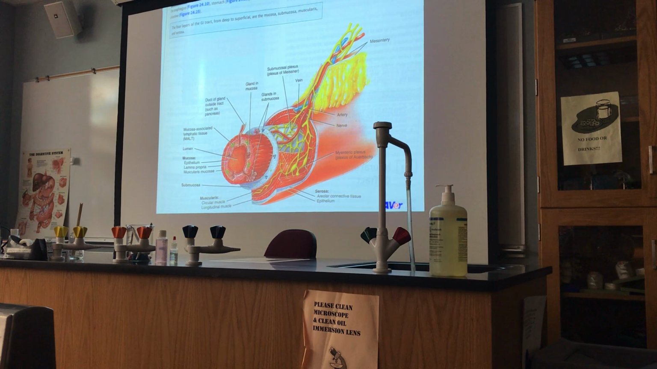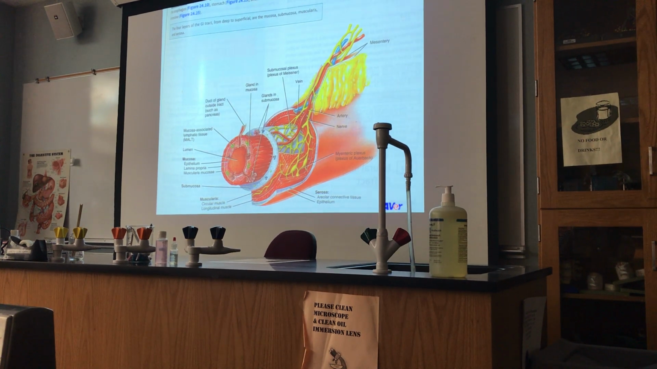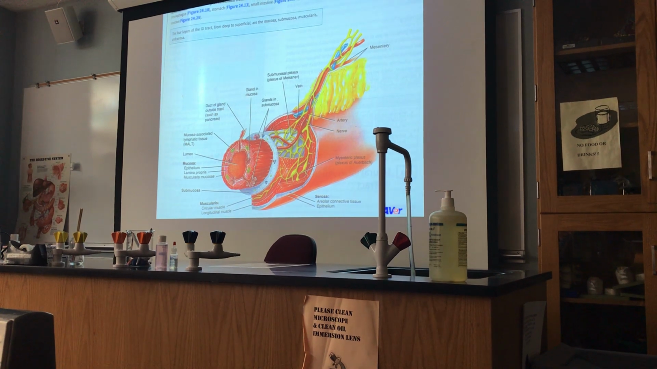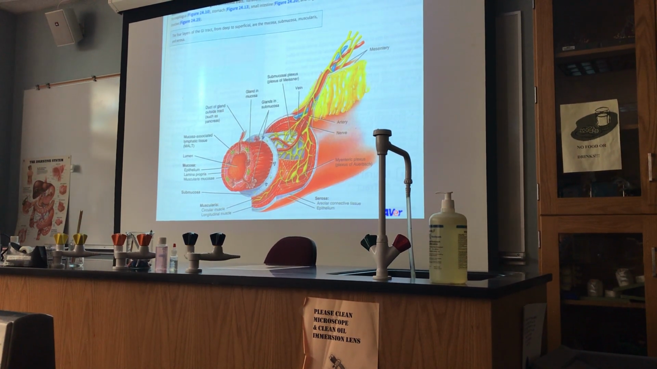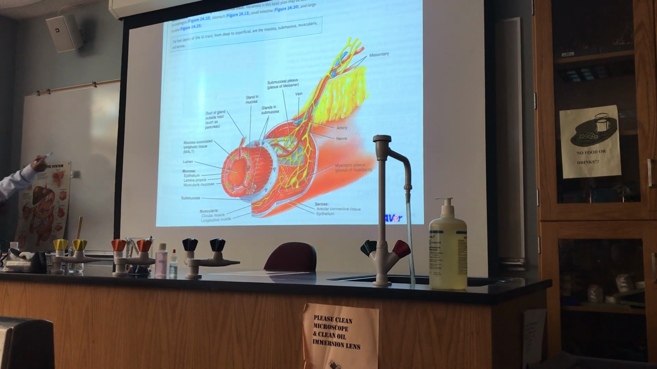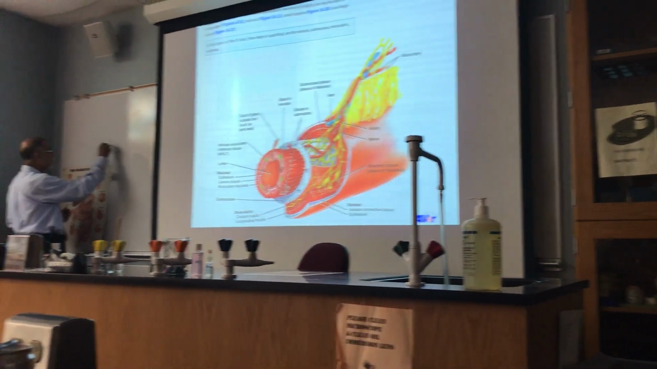Now, serosa is absent in the esophagus. Here's the esophagus. Serosa is absent. In place of serosa, what is present in the esophagus, outer layer, is called adventitia.